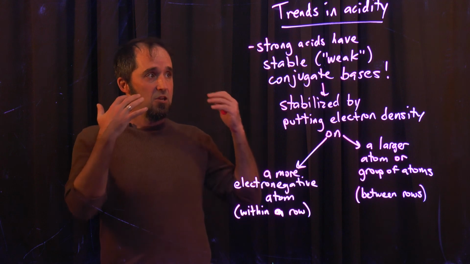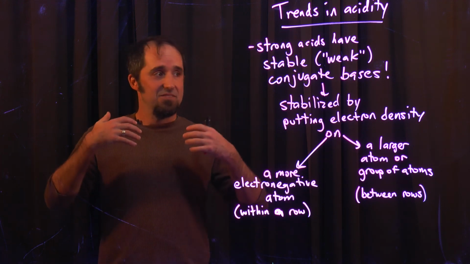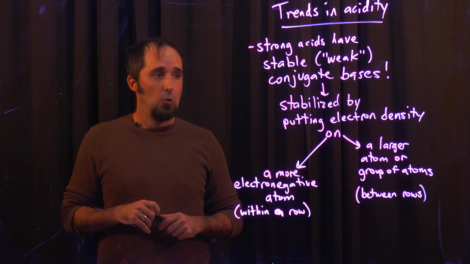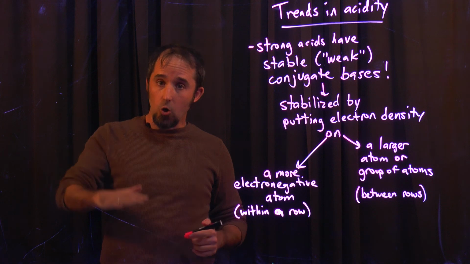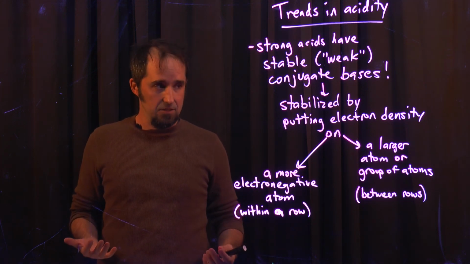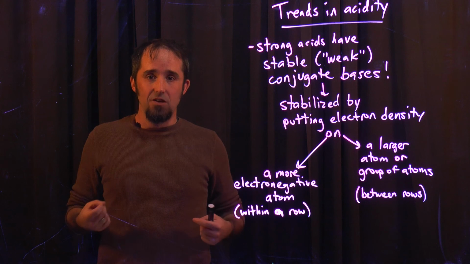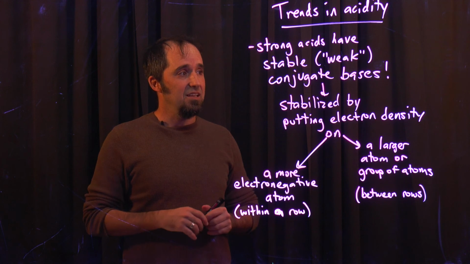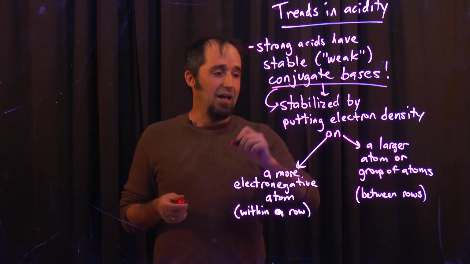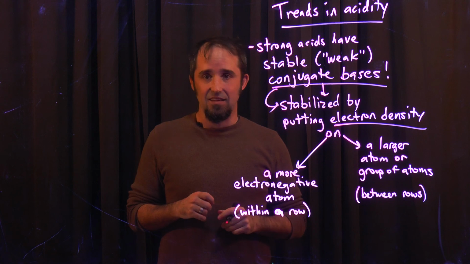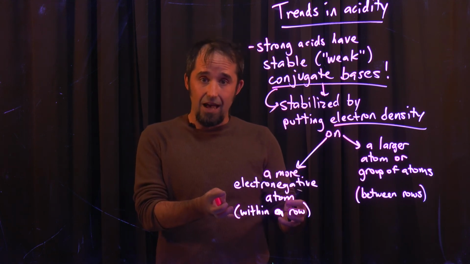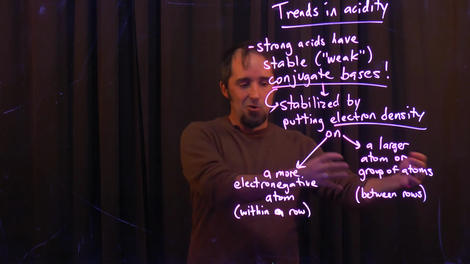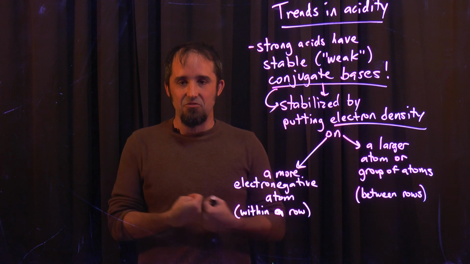And the biggest trend is this. Strong acids, as I said before, have stable conjugate bases, and sometimes we say weak conjugate bases. By stable, by weak, I mean low in potential energy and unreactive. That begs the question, how is electron density stabilized? We're stabilizing these conjugate bases by putting electron density either on a more electronegative atom or on a bigger atom or a bigger system. Now, these two are not the same, and sometimes they seem to fight against each other.